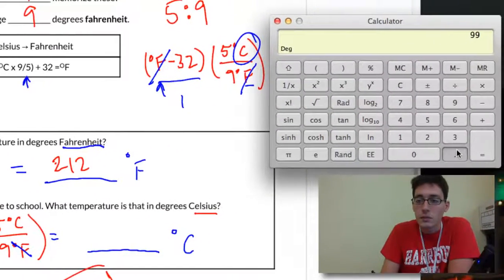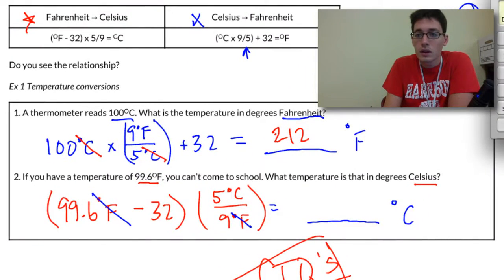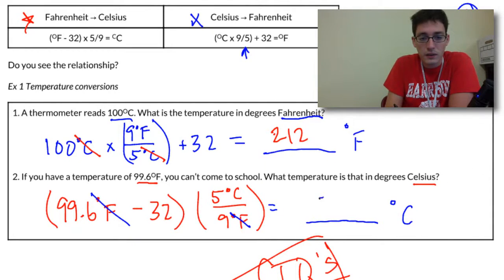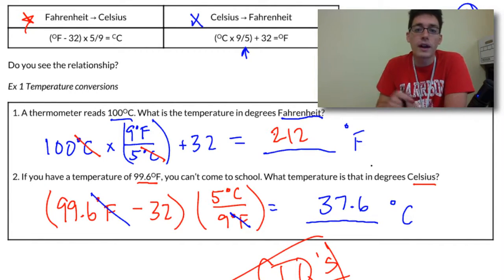So we've got 99.6 minus 32 equals 67.6, and then we need to multiply this by 5 divided by 9, using your parentheses, and that gives us a temperature on the Celsius scale of 37.6 degrees. So that's pretty warm. Again, if this didn't make sense, be sure to ask me in class.